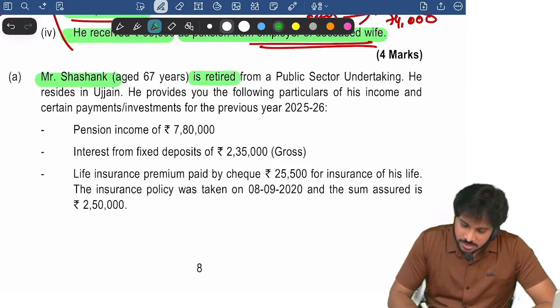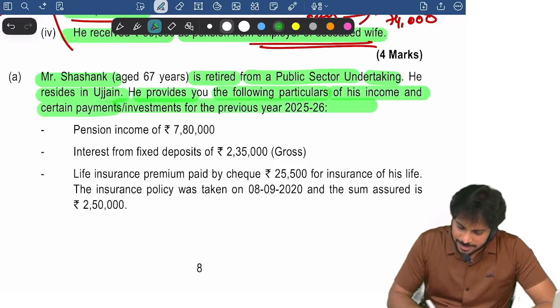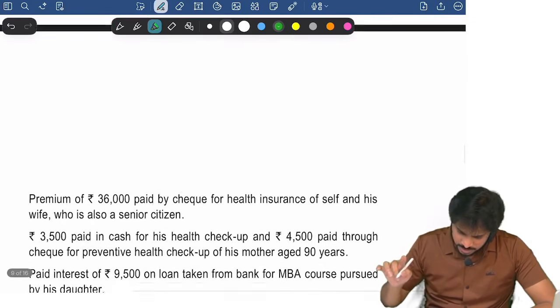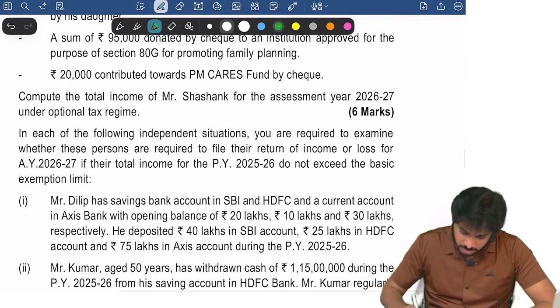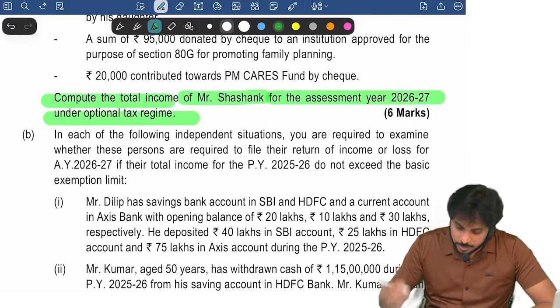Mr. Shashank is retired from a public sector undertaking. He resides in Ujjain. He provides the following particulars of his income and certain payments or investments for the year 25-26. What is the question they're asking? Compute total income of Shashank for the assessment year under optional tax regime.